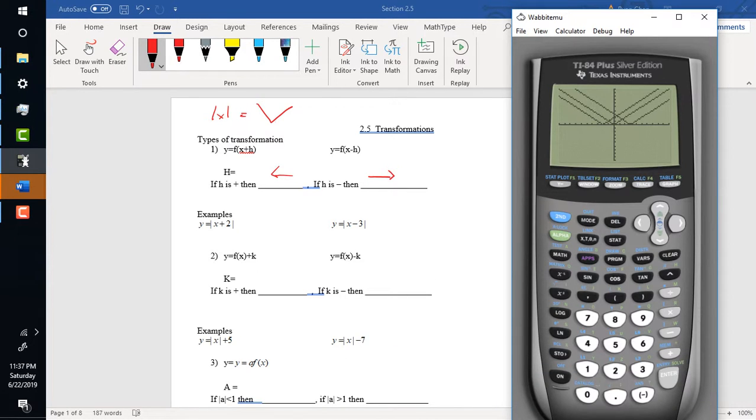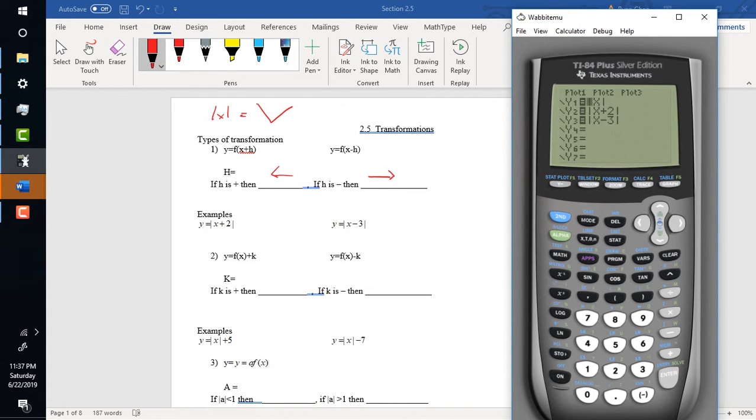This holds true with all transformations. The shape will always remain the same. The movement will change, but it will always be the same shape. So if I'm doing my transformations and I'm not getting a v for my absolute value, then that's problematic. Okay, so let me show you part 2.